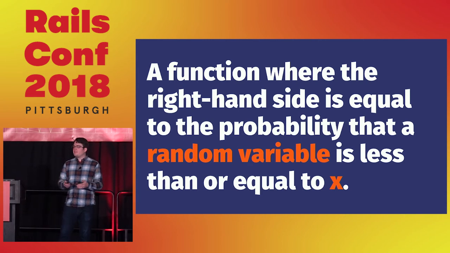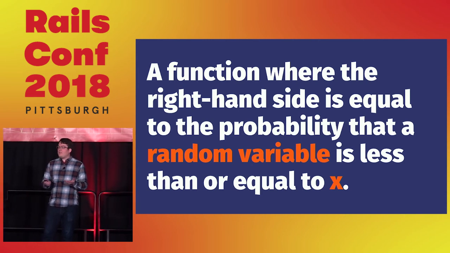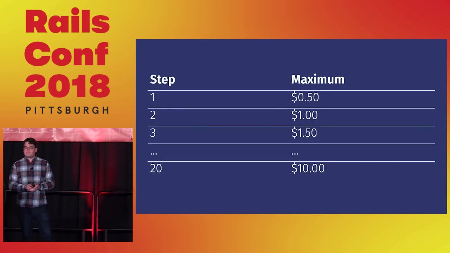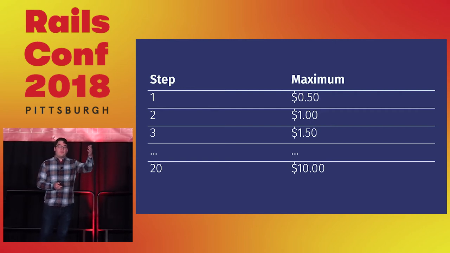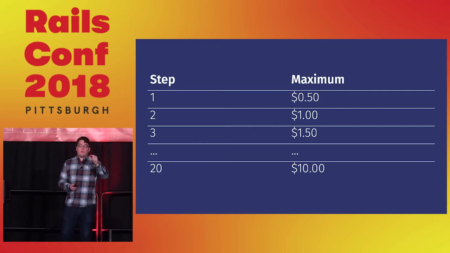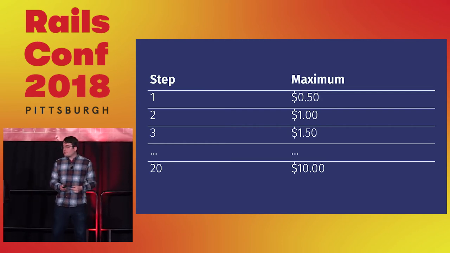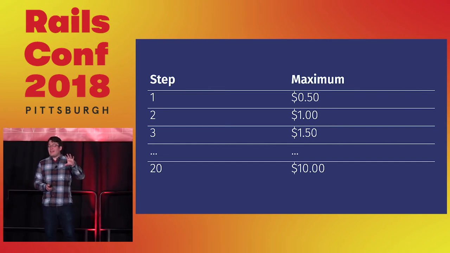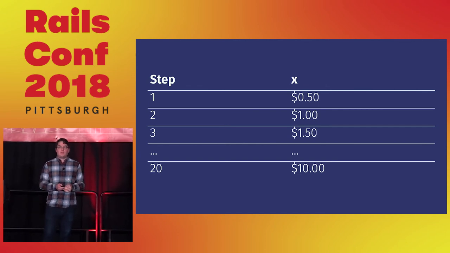So what is X? X is the maximum values of each step that we made in our pricing scale. Let's go back to our granola bar example. In this case, X is the vector of things on the right-hand side here. It's 50 cents, and then $1, and then $1.50, all the way up to $10. And you're looking for the probability that the thing that they gave you is less than each step in this. So we can just name that as the X.